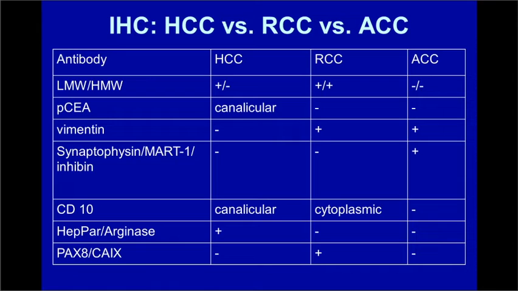We can use low molecular weight and high molecular weight cytokeratins. Also, polyclonal CEA or CD10 will show a canalicular pattern in hepatocellular carcinoma. We can use hepatocellular markers. Adrenal cortical carcinomas are positive for synaptophysin, MART1 and inhibin, negative for cytokeratins, but positive for vimentin. We could also use, for example, PAX8 and CA9. These will be expressed in renal cell carcinoma and not in the other malignancies listed here. So if we're not sure, immunohistochemistry can certainly help us with the differential diagnosis.